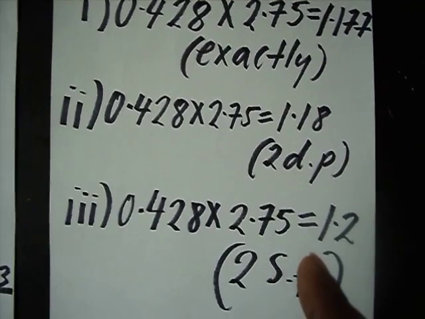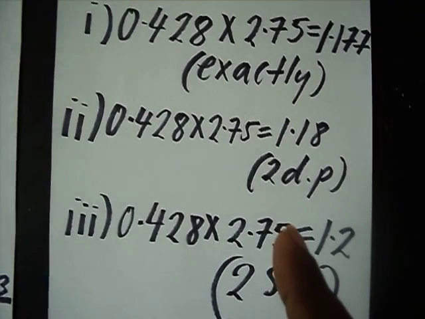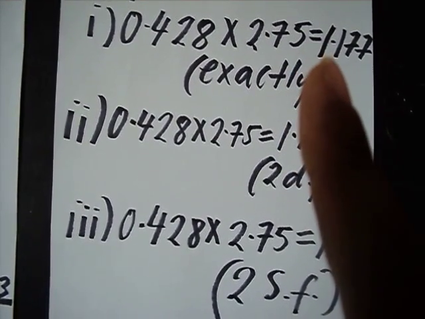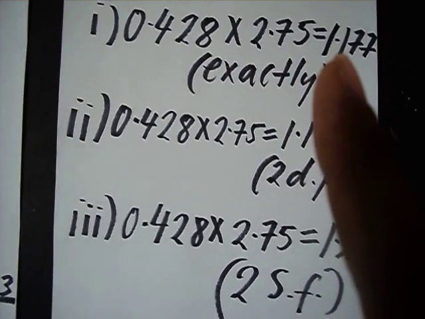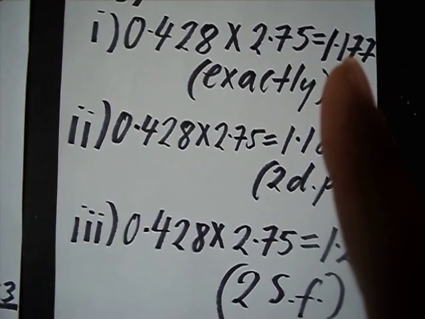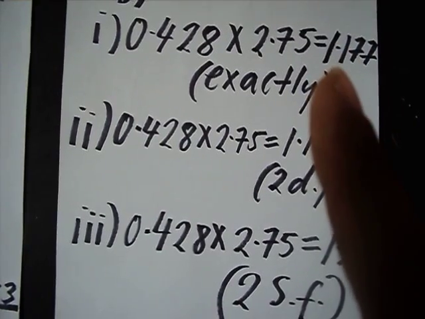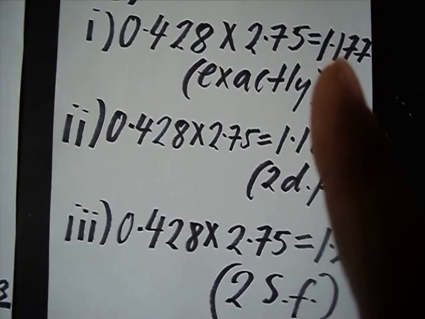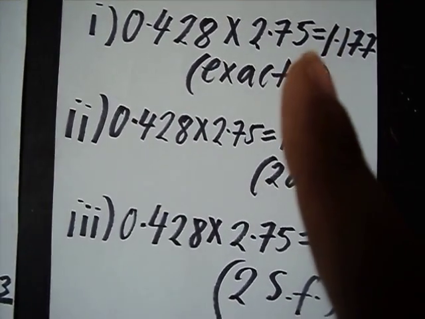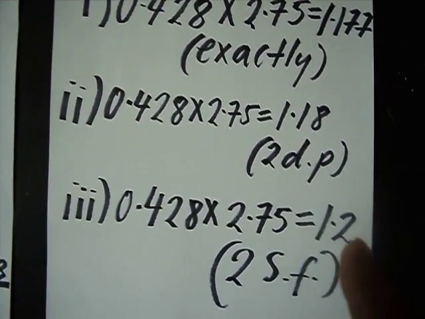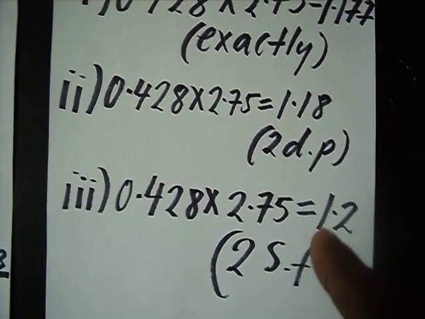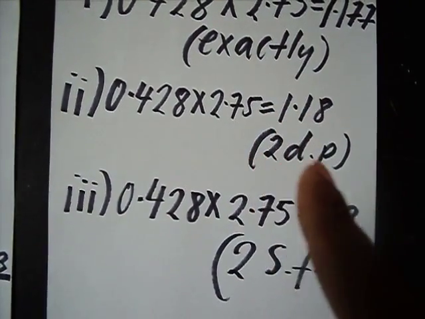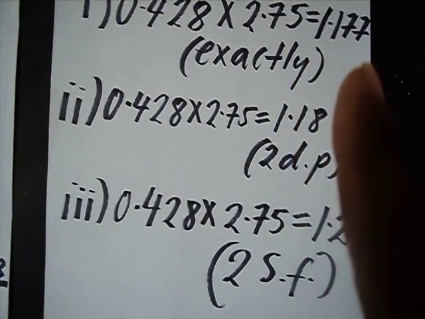And the next one says to 2 significant figures. So this to 2 significant figures, you have 1, 2, you start from the first one. Look at the number after it. The number after it is 7 and it's greater than 5, add 1 to the 2, so it will be 1.2. So it is 1.2 to 2 significant figures. 1.18 to 2 decimal places, and 1.177 exactly.